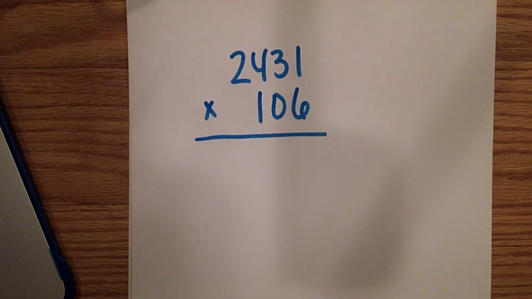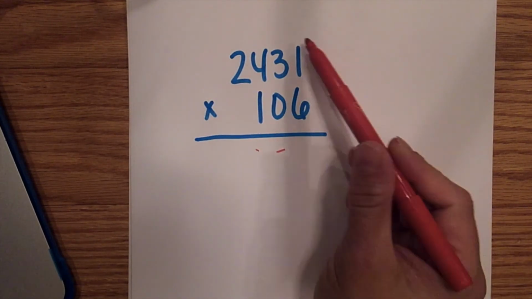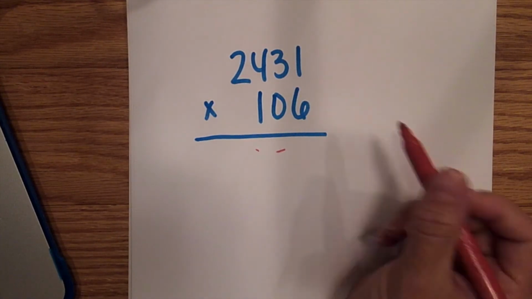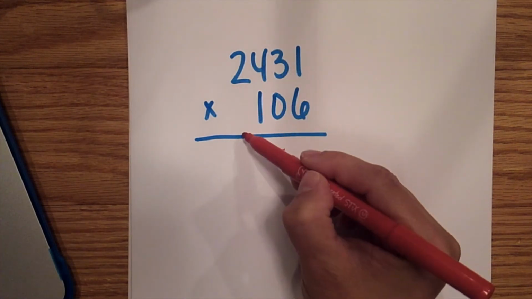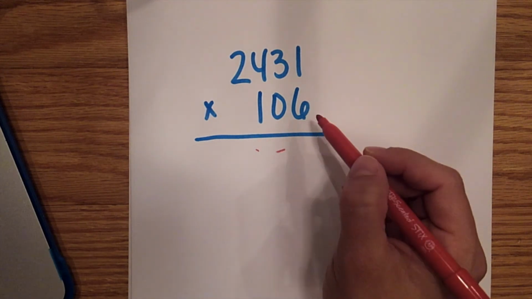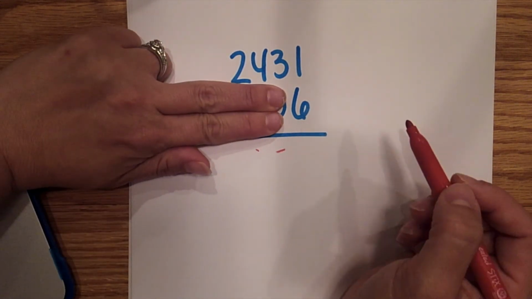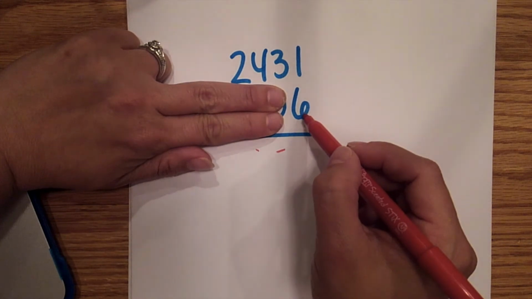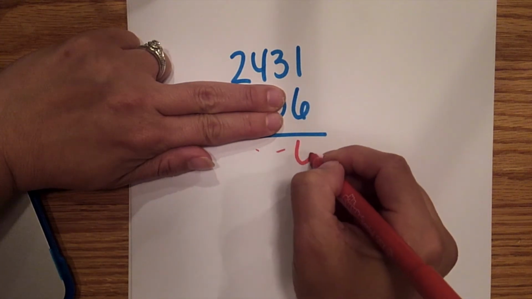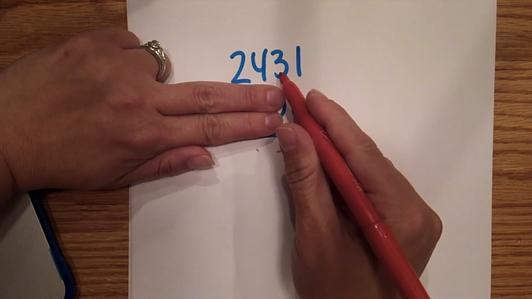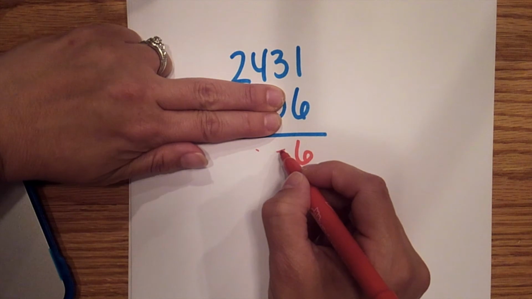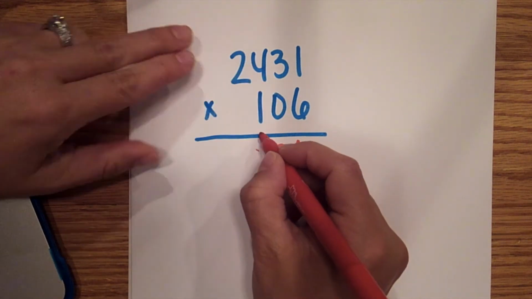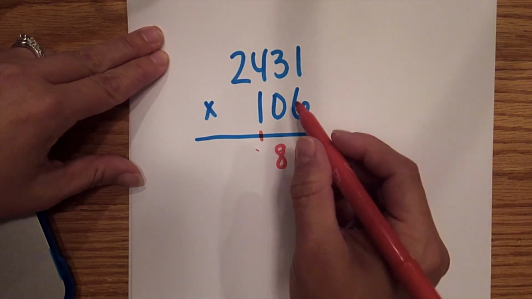All right, now let's do that same problem using the standard algorithm. First of all, when you are multiplying multi-digit numbers, we set it up like this. Our ones place is lined up, tens place, hundreds place, thousands place. We are only going to work with the ones place, so I'm going to cover up this part, and look at just this 6. I'm going to say 6 times 1 is 6 ones. 6 groups of 3 is going to be 18.